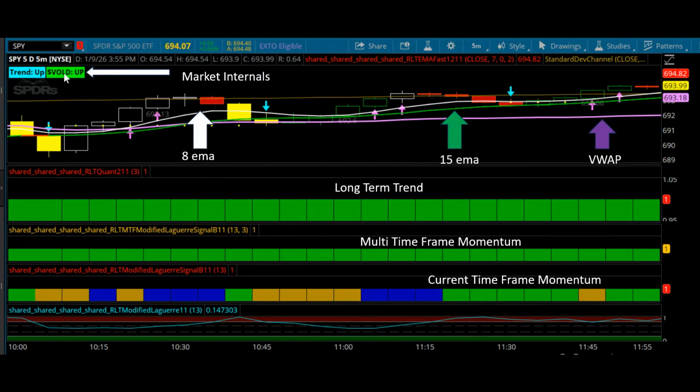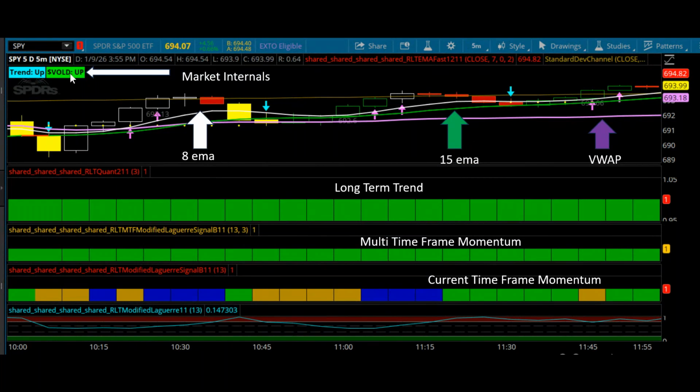We also have something here called the market internals. Market internals tell us what the overall market is doing right now on a 5-minute chart, not the stock we're looking at. Like this is the SPY, this is not relating to the SPY. This is saying what's going on with the other 6,000 New York Stock Exchange stocks.